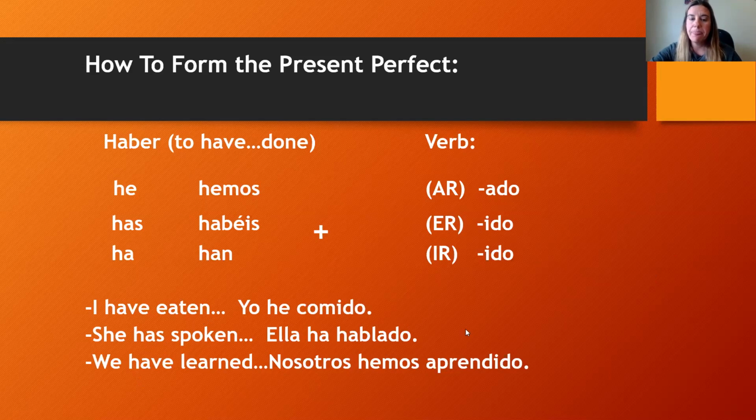So you can see that it's pretty straightforward, right? It's not too hard.